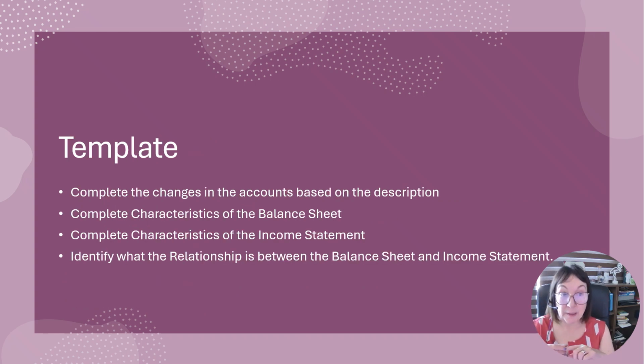So there's the template and you're going to complete the changes based on the description of the transactions. Then you're going to provide just a little paragraph on what the characteristics of a balance sheet are, a paragraph on the characteristics of what an income statement is, and then a small paragraph or just a couple sentences on the relationship between the balance sheet and the income statement. There's something going on that links those two together, and that's what I want you to write about.